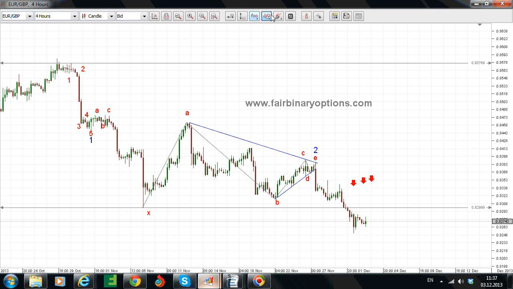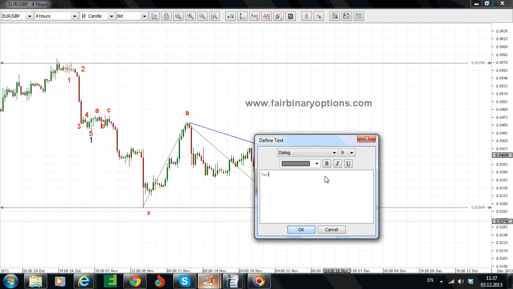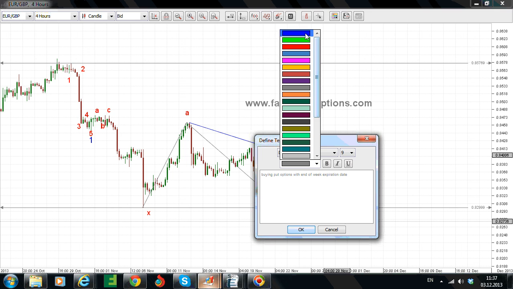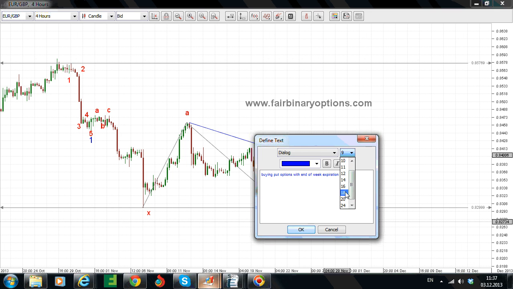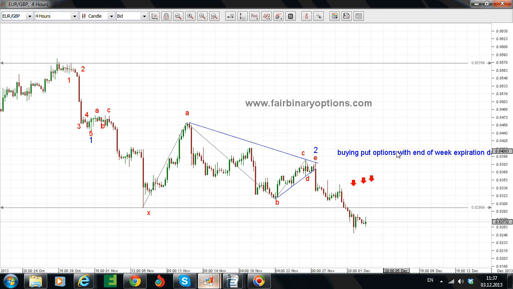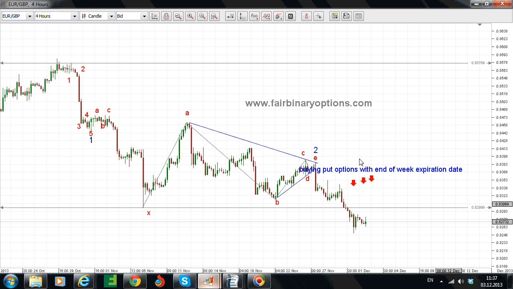Remember, we need to pass through both the ECB and Bank of England as of this Thursday. So buying put options with end of week expiration date will be the logical thing to do. So basically we are looking at the end of the week for the Euro, Great Britain pound to trade lower when compared with these prices here, 82.73.